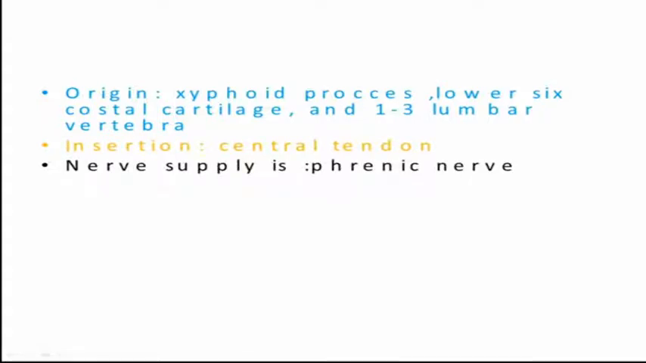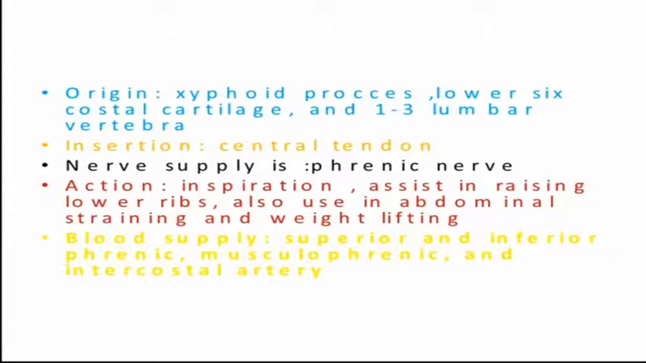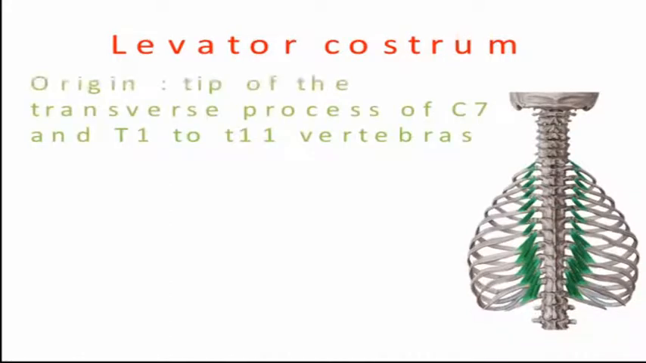The nerve supply of this muscle: centrally it is innervated by the phrenic nerve, and laterally it is innervated by the intercostal nerves. Blood supply is the superior and inferior phrenic, musculophrenic, and the intercostal arteries. Its action is in inspiration, assisting raising of the lower ribs, and it is also used in abdominal straining and weightlifting. Levator costarum is basically among the spinal muscles, but we will discuss it here because it has a very crucial role in inspiration.